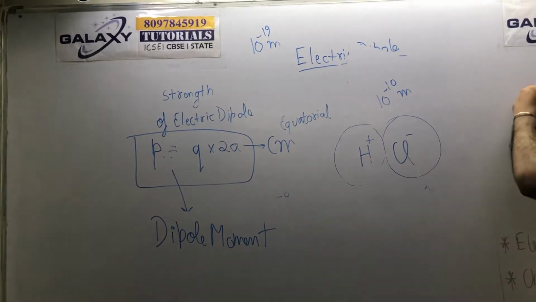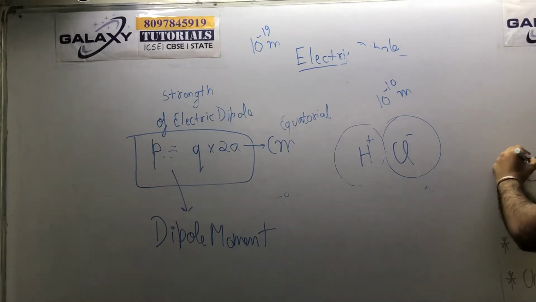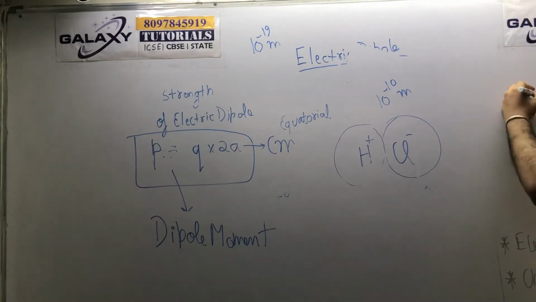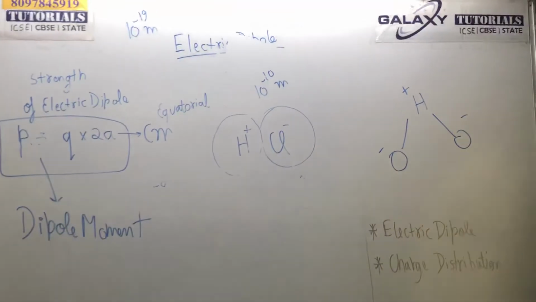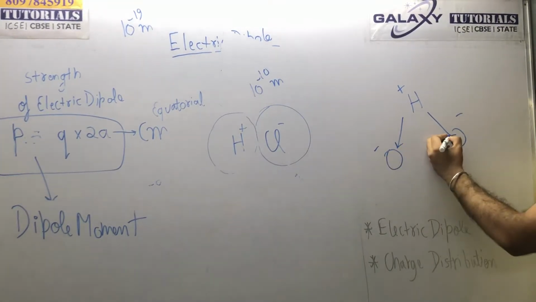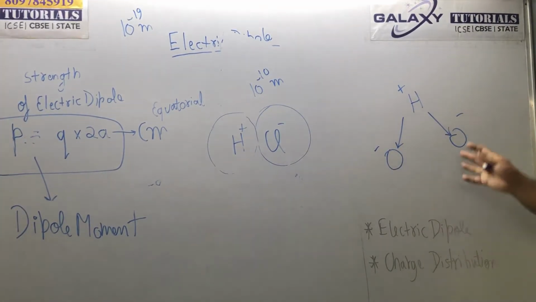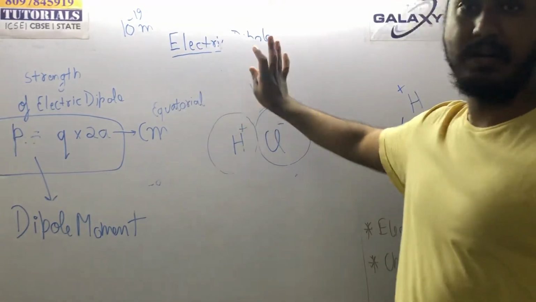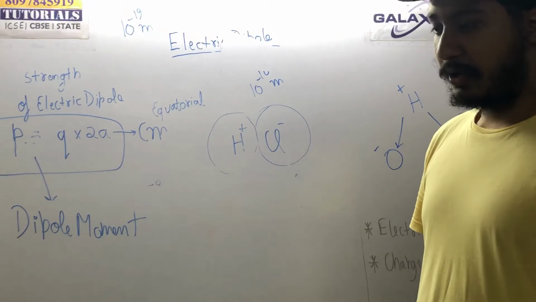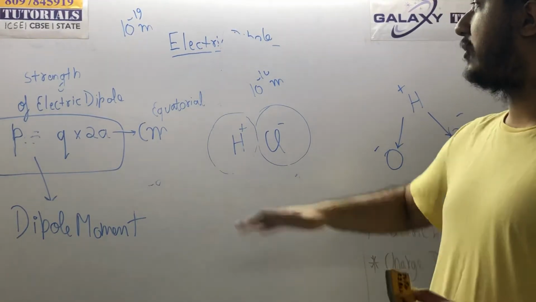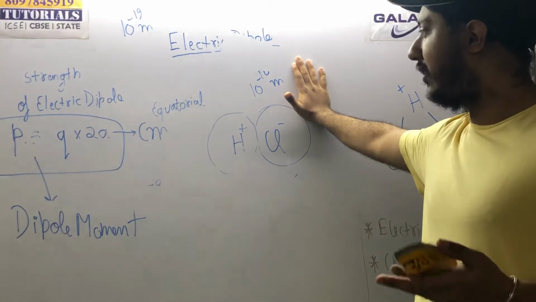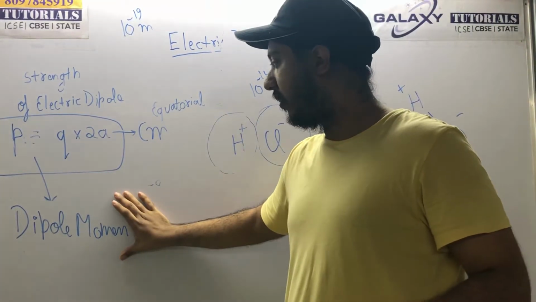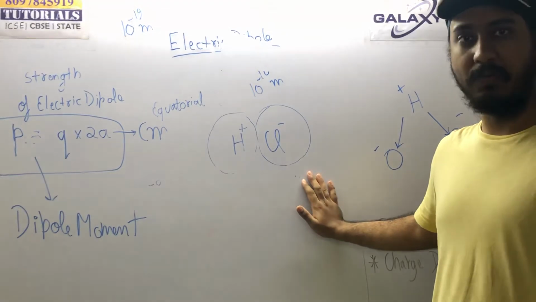Another example is H2O. Here also there is a dipole moment. This is positive, this is negative. So you can show the dipole bond with an arrow like this. These are the simple examples that you see in chemistry regarding the application of dipole. Now we will go further. This was the basics of electric dipole. The important thing is the dipole moment, and some examples you should know.